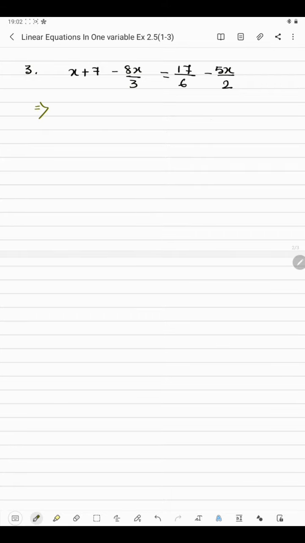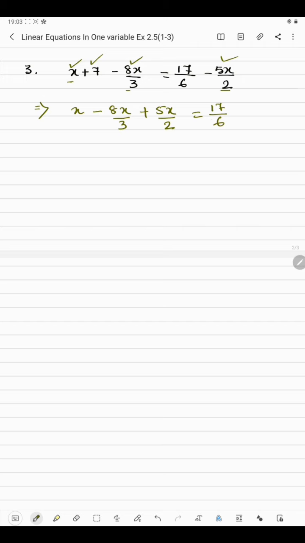Now as I told you, wherever we see the terms with the variable, we will keep them on one side. Here the variable is here, here and here. So these two are already there on the left hand side, so we will write x minus 8x by 3. Only 5x by 2 we will take to the left hand side, so minus will be plus. And this 17 by 6 is on the right hand side, so we'll keep that on the right hand side.